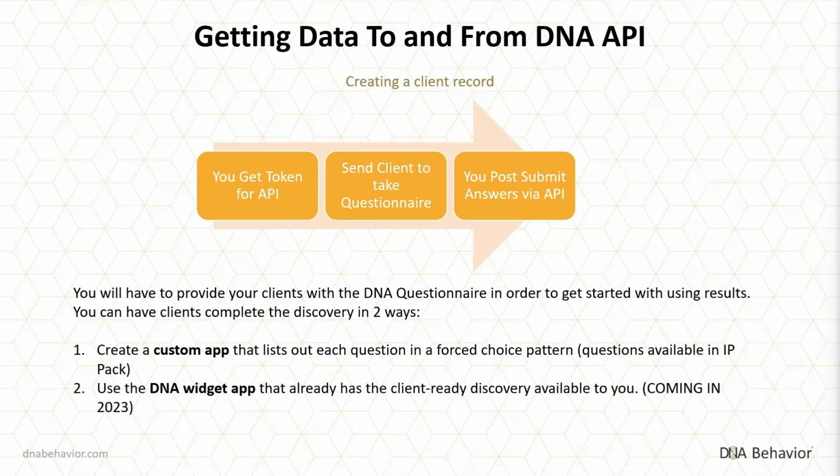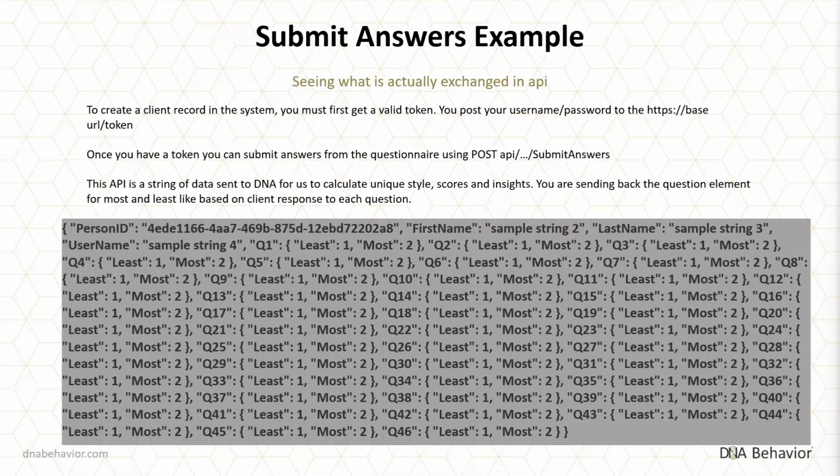So again, you're going to have the client take the discovery. So this is what that looks like. When you have the client take the discovery, you're going to get your token, and then you're going to post these answers to us. So we're assuming that in your app, you've already built the interface, the user experience that allows someone to choose most like me and least like me. You can see an example of how we do that at DNA Behavior through a trial.